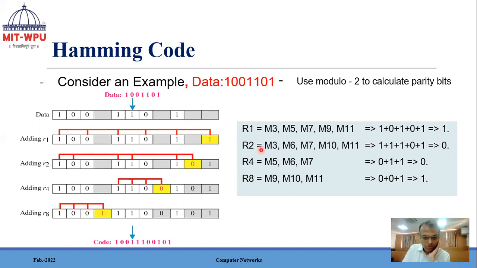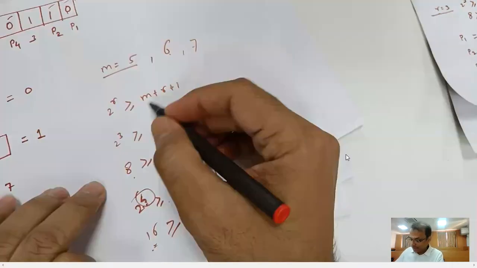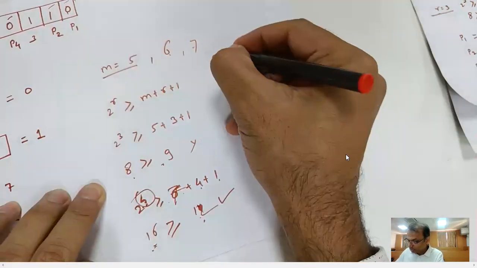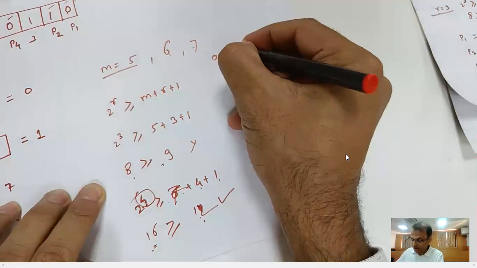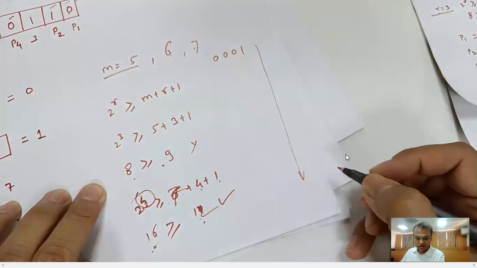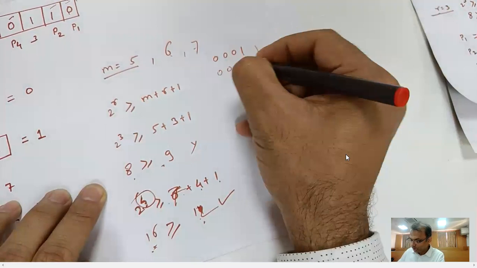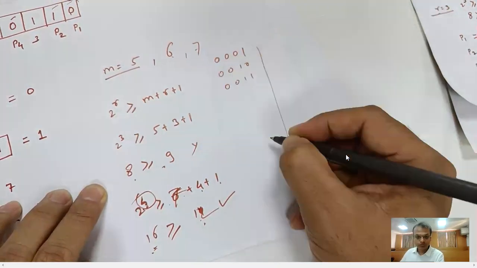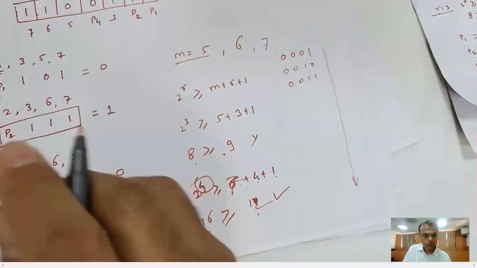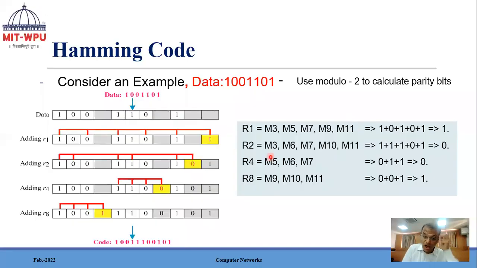For R2, you should consider the positions 3, 6, 7, 10, and 11. Okay. Now, why are we checking 10 and 11 here? Because with the 4 parity bits, you have to find out the 4-bit table, which will have 16 values: 0, 0, 0, 1, 0, 0, 1, 0, 0, 0, 1, 1, and so on. Okay. So this is how R2 is calculated.